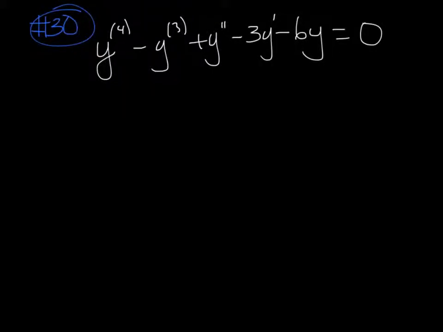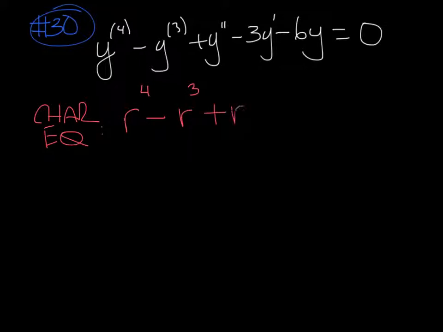Okay, number 30, again on this section, 2.3. So we're given this fourth order homogeneous linear equation, differential equation. And so again, let's find the characteristic equation, which is going to be in the form of a polynomial. So we have y. So again, my r is going to be y prime. So I'm going to have r to the fourth minus r cubed plus r squared minus 3r minus 6, right, because my y doesn't have a derivative, is equal to 0.